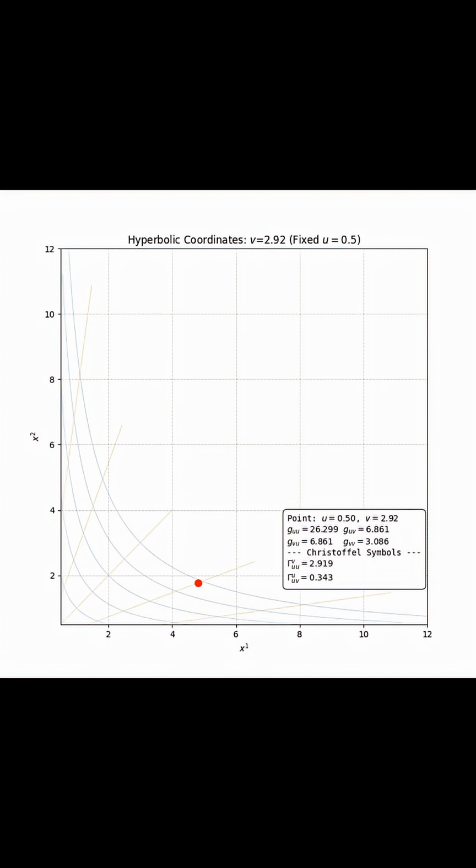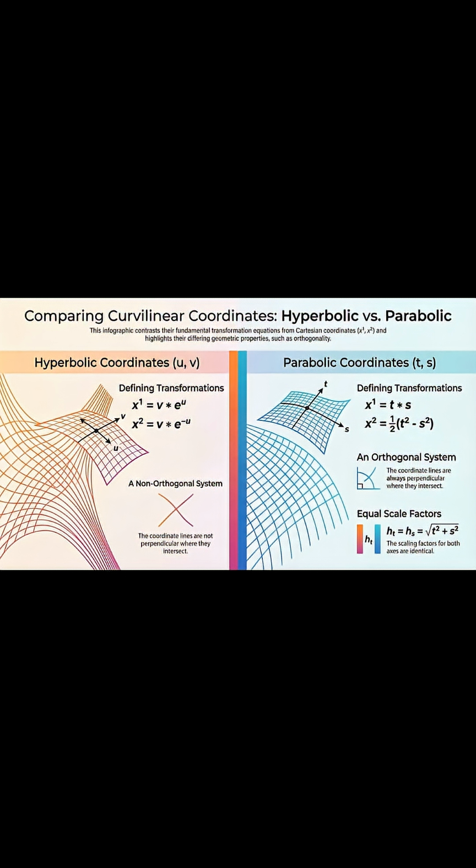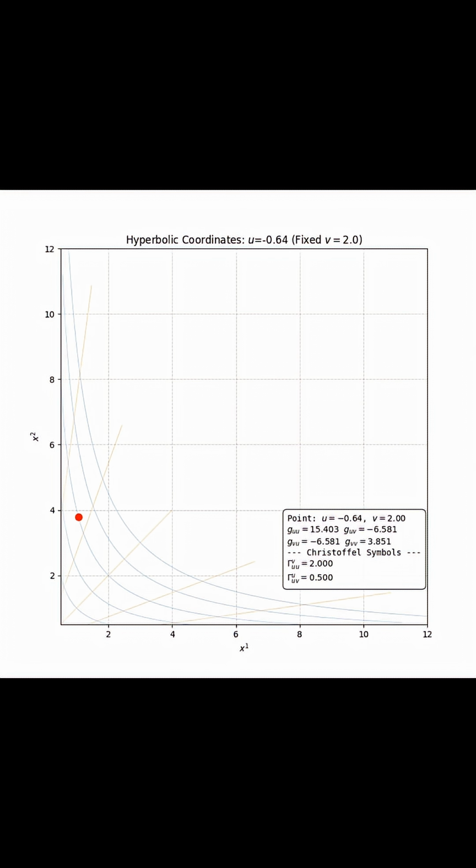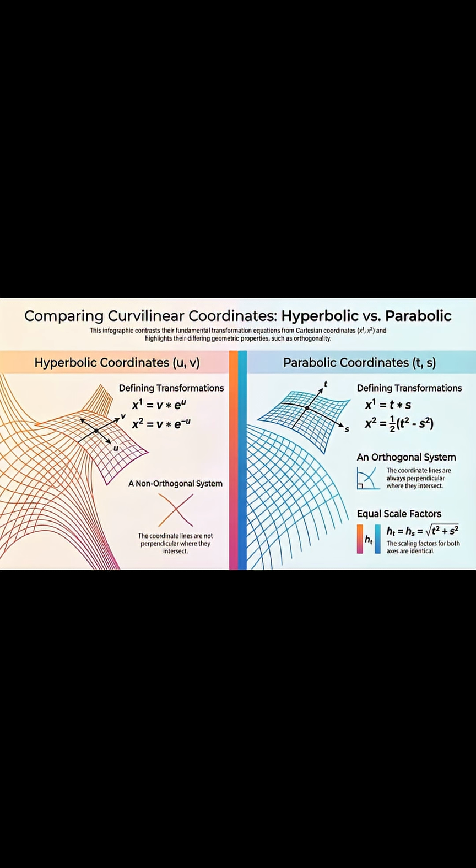And finally, a big mathematical goal here is to figure out if these systems are orthogonal. Do the axes meet at right angles? Once we get a handle on the geometry of the parabolic system, the real work begins. We have to derive these complex operators, things like the gradient, divergence, and curl, which are absolutely crucial for solving physics equations in these weird curvy spaces. Understanding these unique geometric rules is just essential for mapping complex phenomena when a simple grid isn't enough.